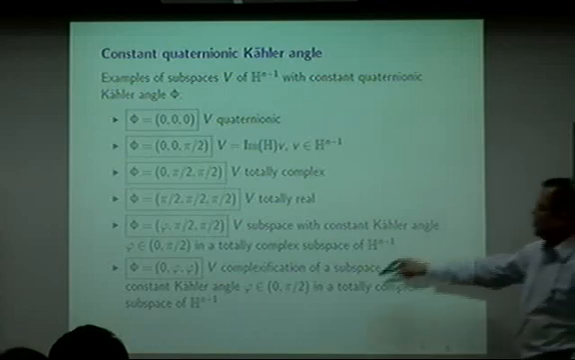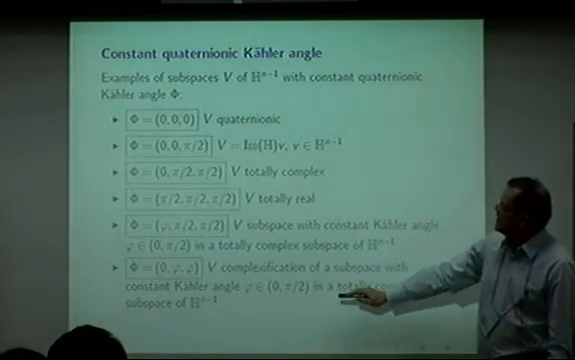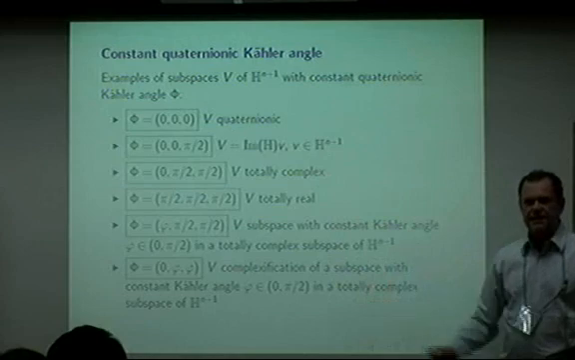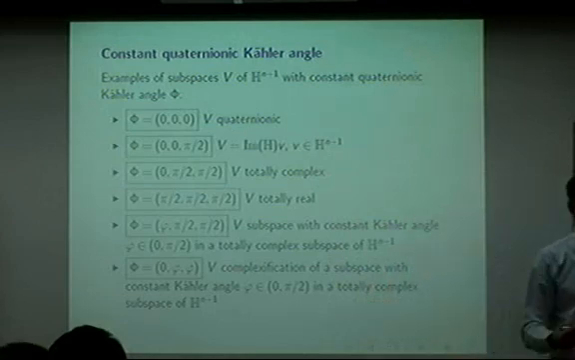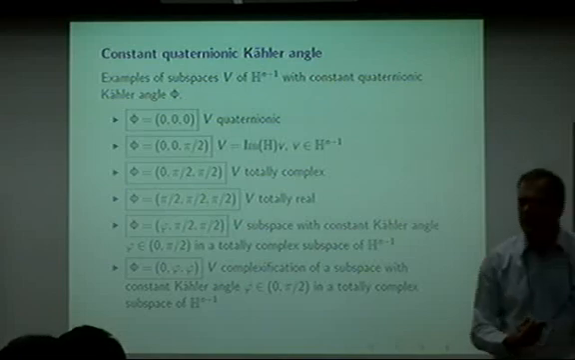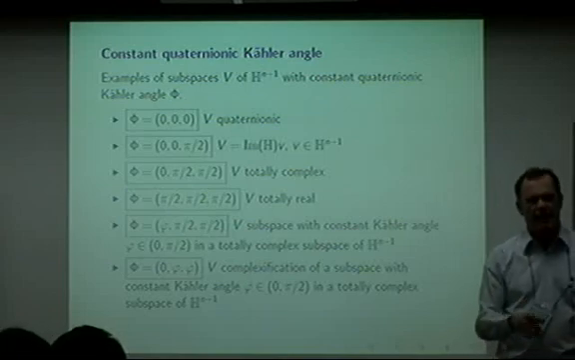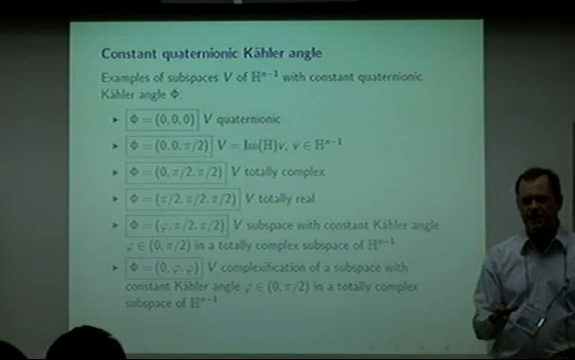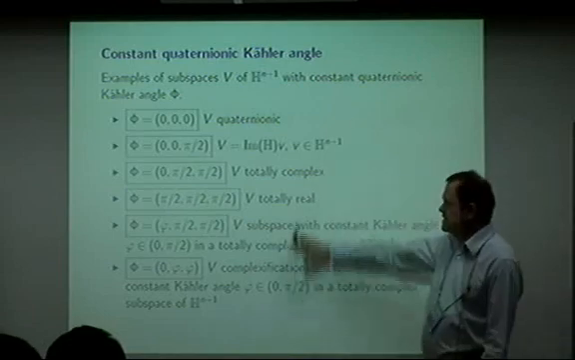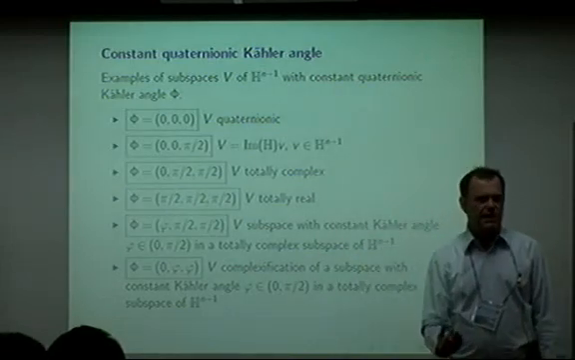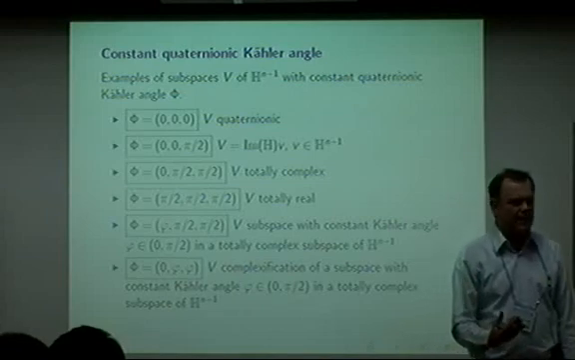For each choice of such a subspace, we can produce a homogeneous hypersurface through this algebraic construction, which I mentioned before, coming from the Iwasawa decomposition. So each choice of such a subspace leads to a homogeneous hypersurface in quaternionic hyperbolic space.